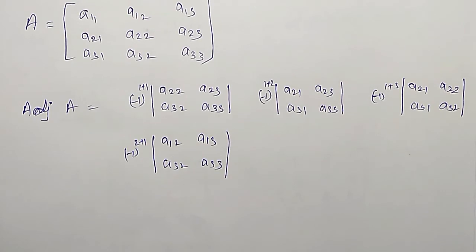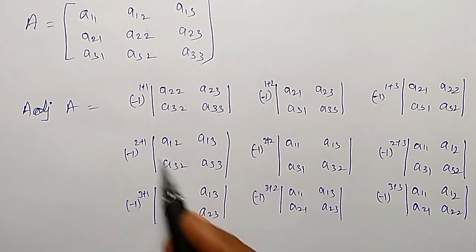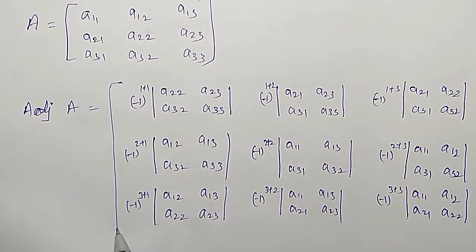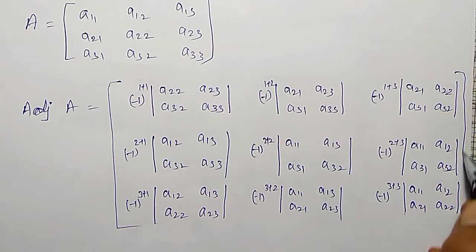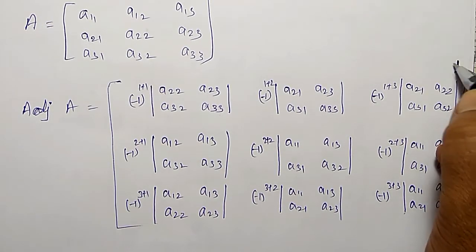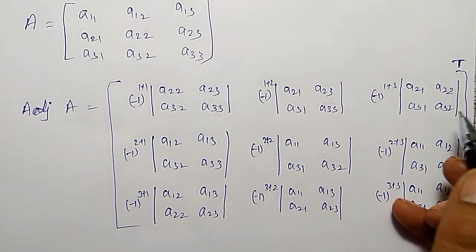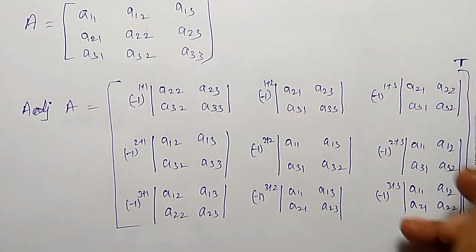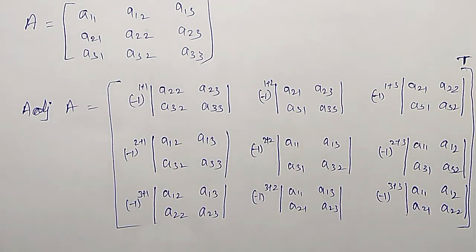You can write this now. After writing the cofactors of each and every element, we have to take the transpose of that matrix. That is important, don't forget this one. That matrix transpose we have to take. That will become the cofactor adjoint of the corresponding matrix.